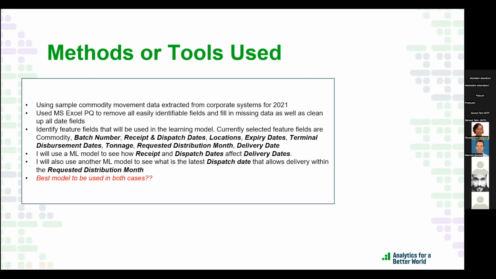to replicate what has been happening and see which are the most optimum time periods or tonnages to deliver in various locations. So the fields I selected: the batch number, the receipt and dispatch dates, the locations where the deliveries will happen, expiry dates because we want to avoid food expiring. Now, terminal disbursement dates, I'll explain the term. It refers to the date by which we should have completely delivered the particular grant given to us by a donor.